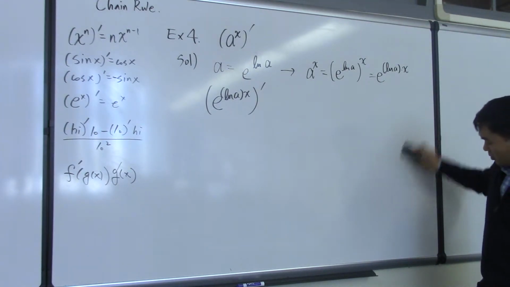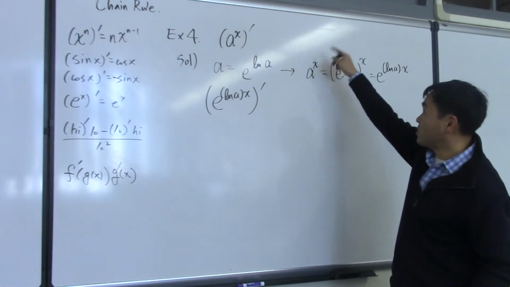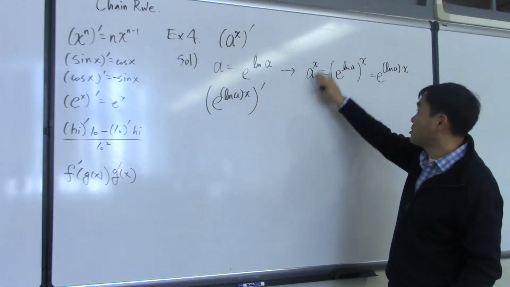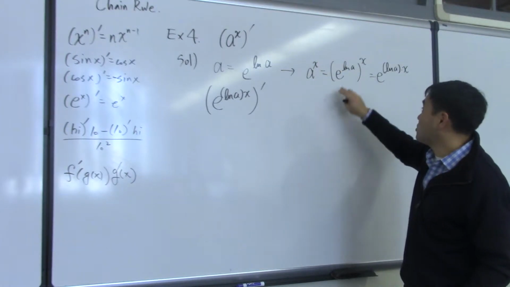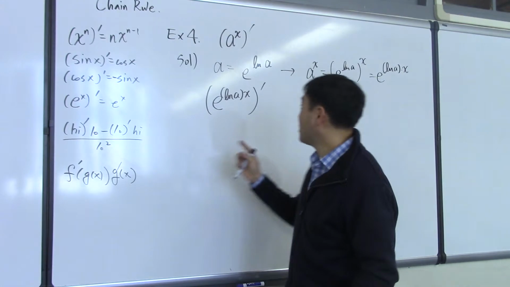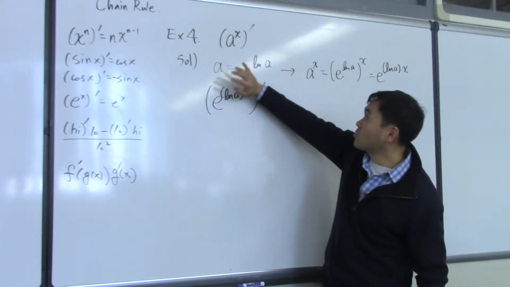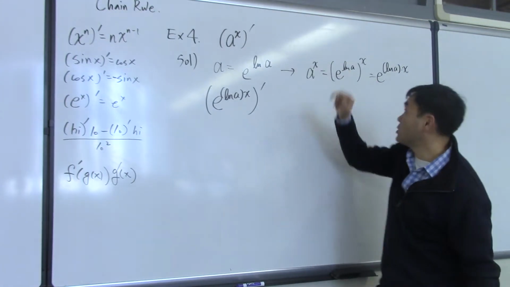Now, because we really want to differentiate a to the x, and we have no idea how to differentiate a to the x, we want to use the fact that e to the x prime is e to the x. So our temporary goal is to make a to the x look like e to some power. Okay, how do we do that?